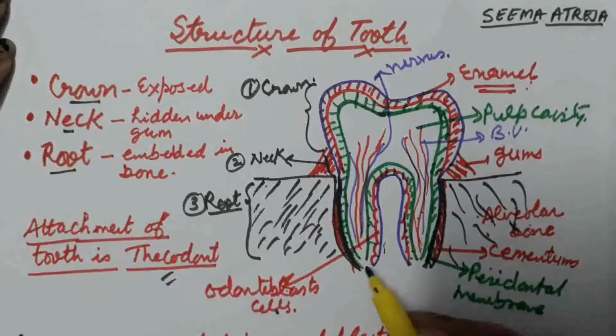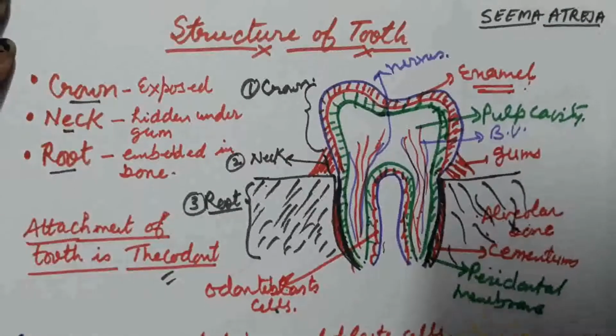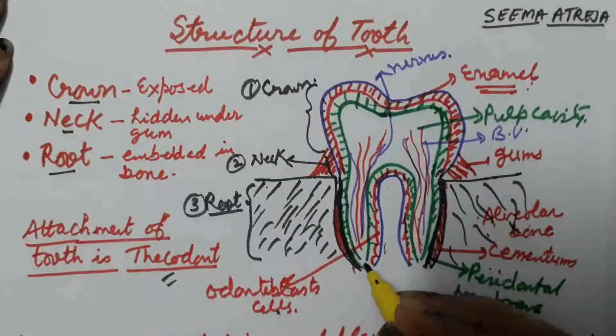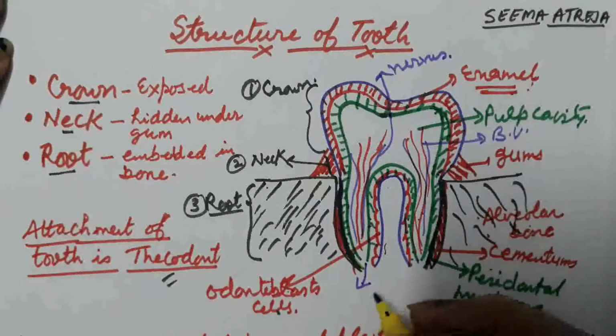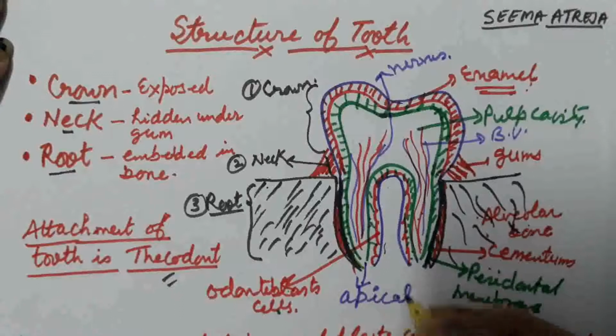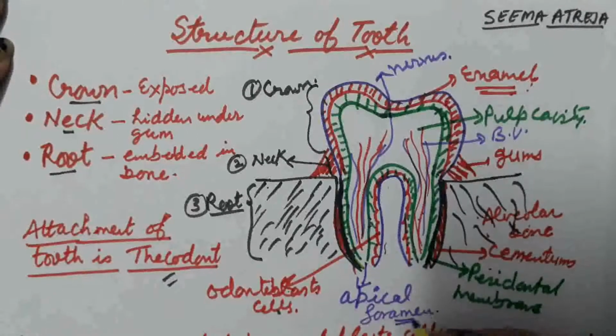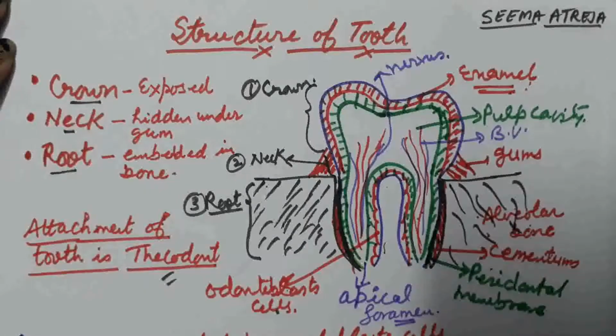At the base of the tooth there is a pore, which is known as the apical foramen. This is the opening. We call it the apical foramen. So this is the basic structure of the teeth. We sum this up. The attachment of teeth is thecodont, that is, teeth are embedded in the socket of the jawbone in case of human beings.